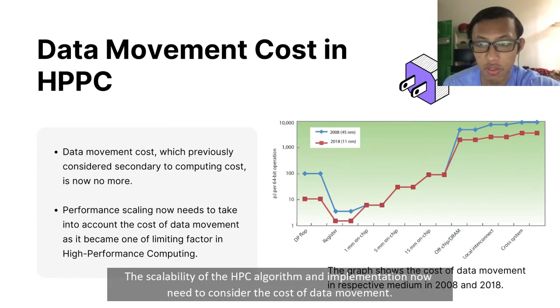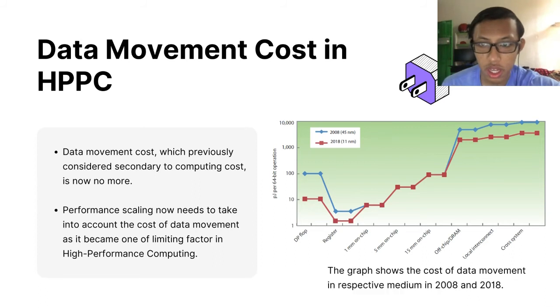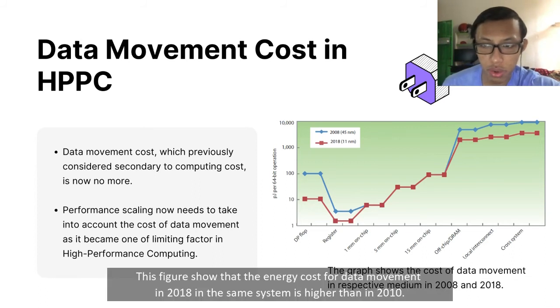The scalability of the HPC algorithms and implementation now needs to consider this factor, which is the cost of data movement. The figures included below show the energy cost for data movement from 2018 and 2008 respectively, and we can see that in 2018 most of it is now higher.